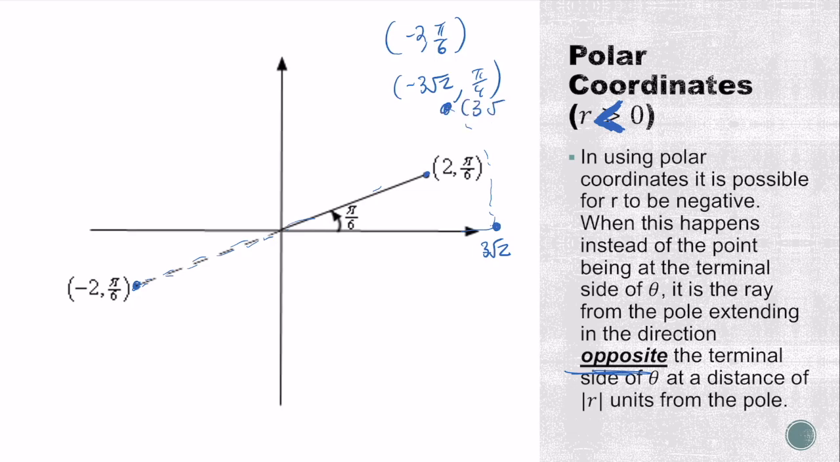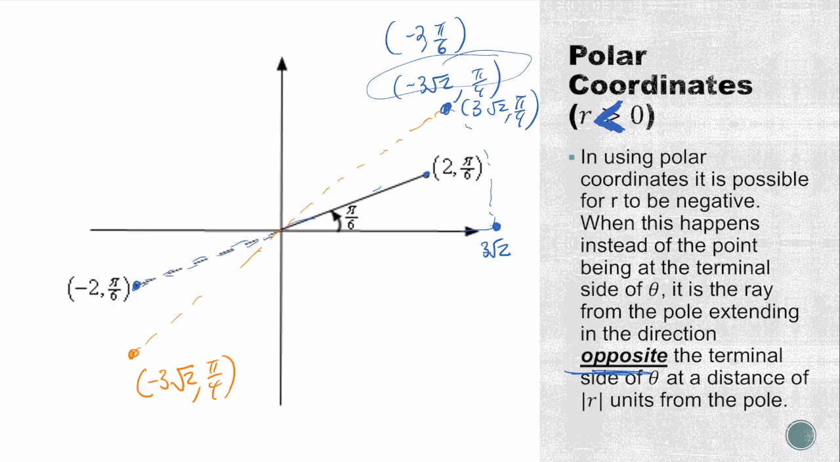So this is a point 3 square root of 2, pi over 4, but that's not what I want to plot. I want to plot this point. So what I'm going to have to do is extend in the opposite direction in order to get to negative 3 square root of 2, pi over 4.